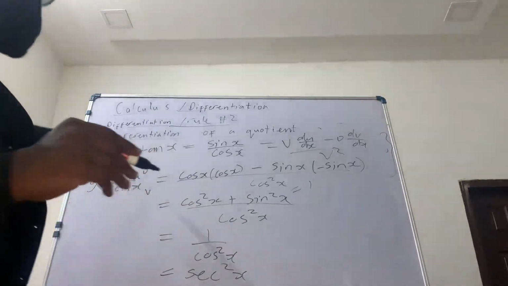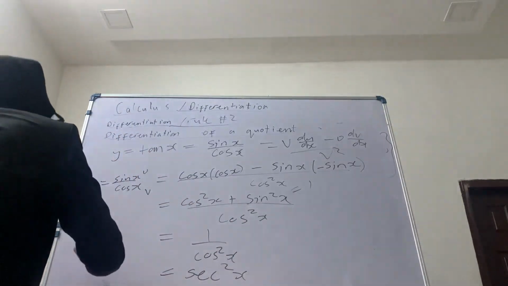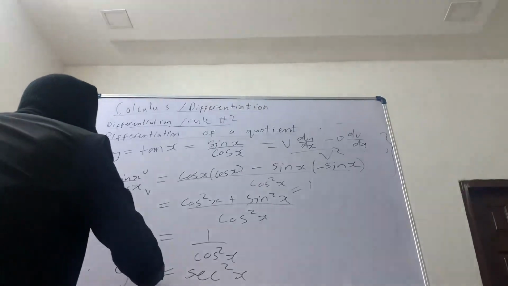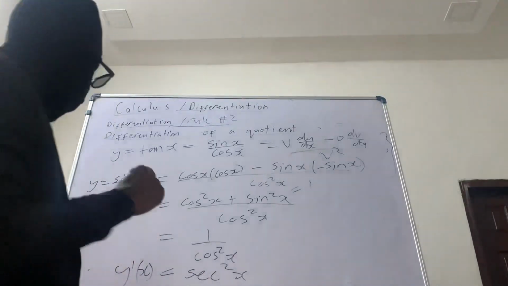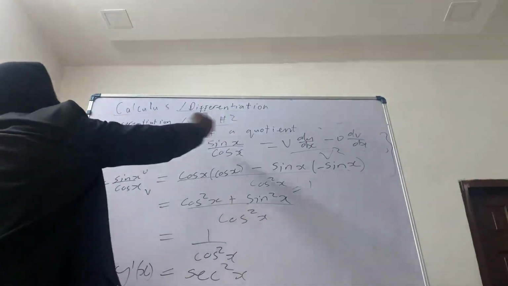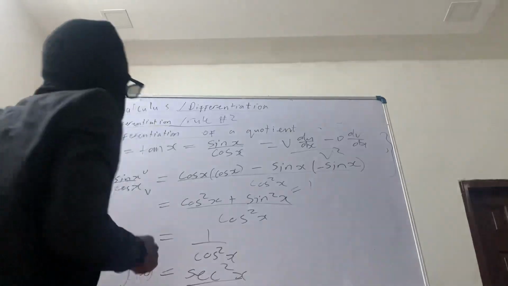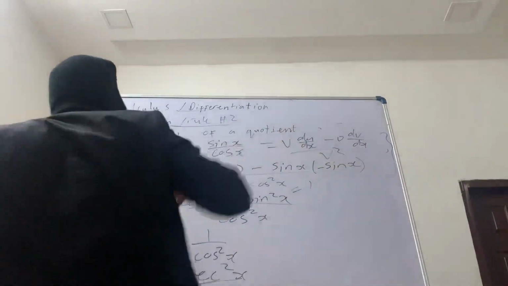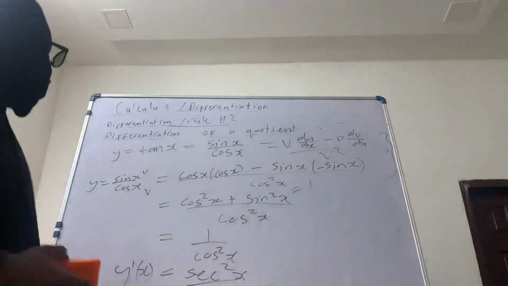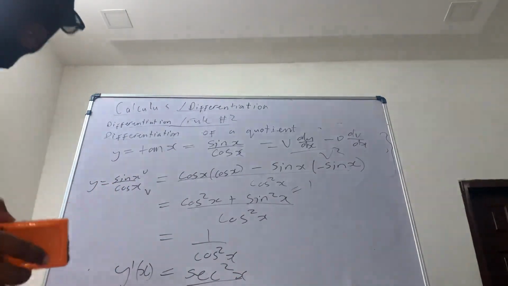We have differentiated tan x. So y prime of x is going to give us sec squared x. When we differentiate tan x, we are going to get sec squared x from the quotient rule. Yes, so this is how the quotient rule works.